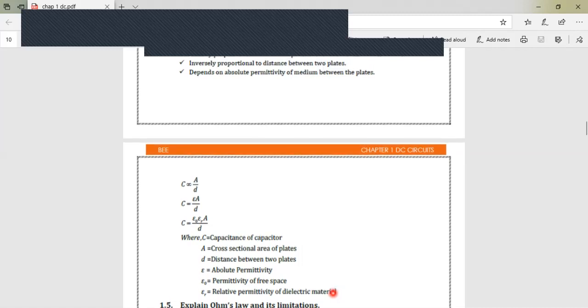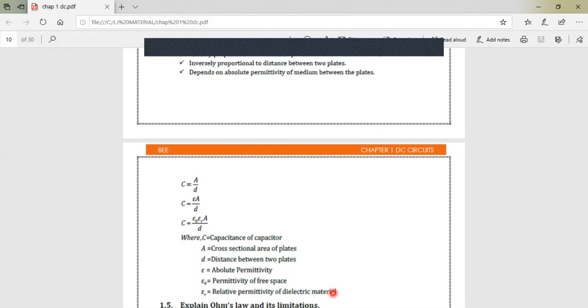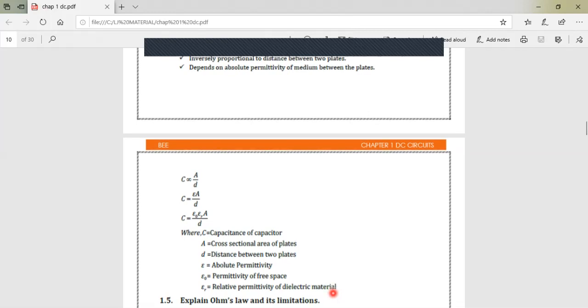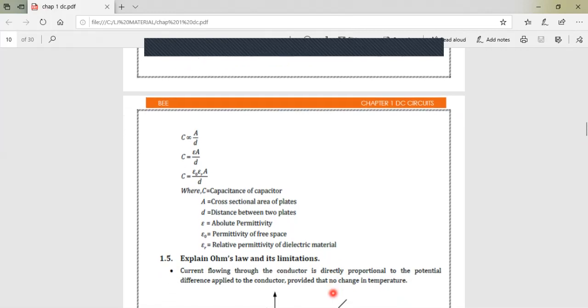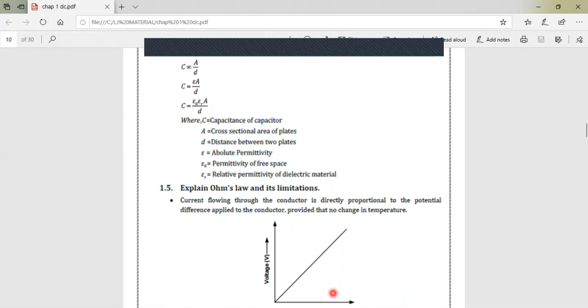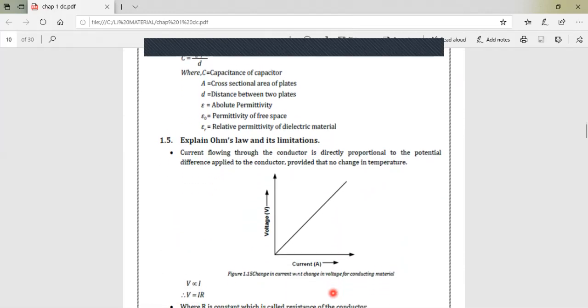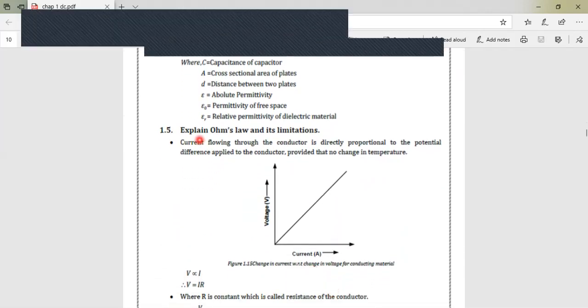These are the basic three components for DC circuits: resistance, inductance, and capacitance. Before discussing these components, we have already discussed the basic definitions related to DC circuits. Now we will move towards the first law, that is Ohm's law. It is very important. Explain Ohm's law and its limitation.